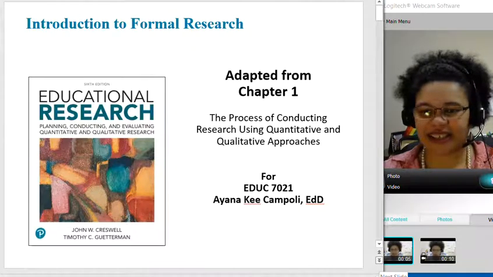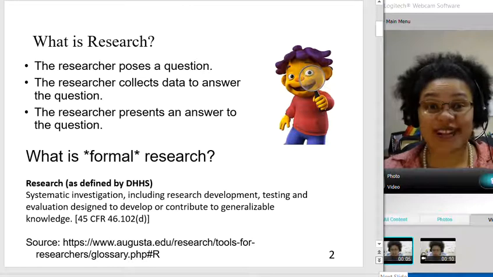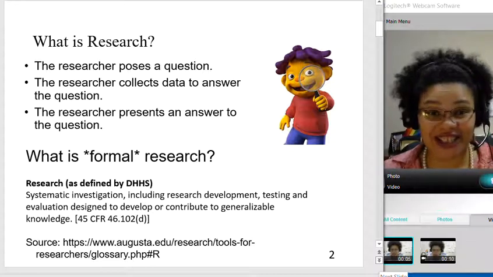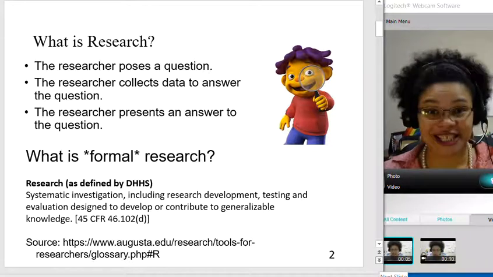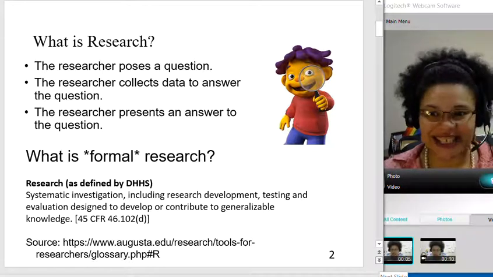Where am I? Okay, so what is research? Basically, it's a process, right? The researcher poses a question, the researcher collects data to answer that question, and then the researcher presents an answer to the question or decides what the answer is.